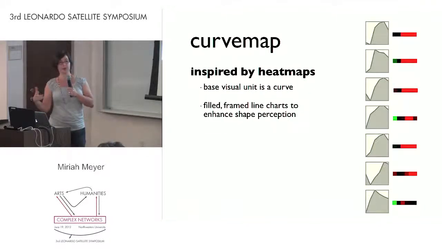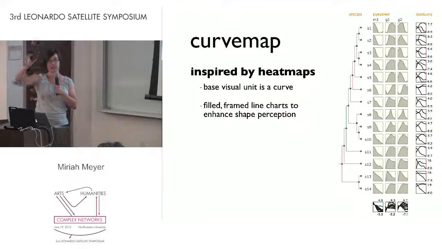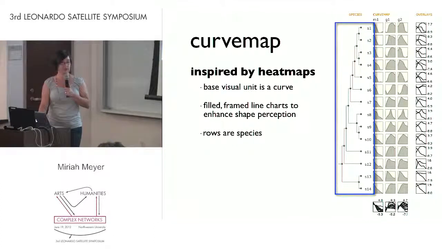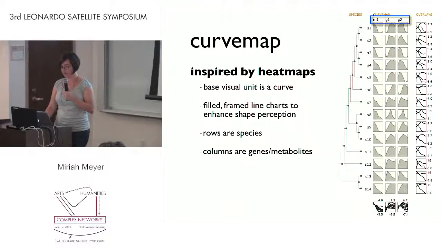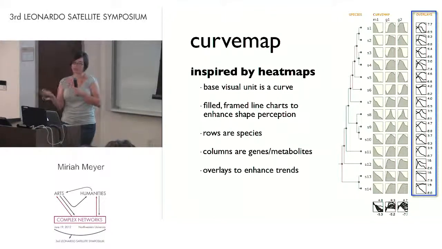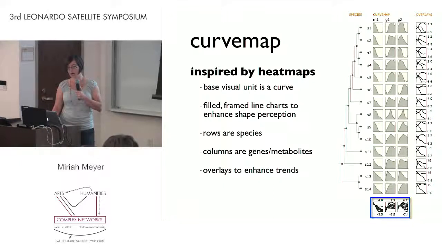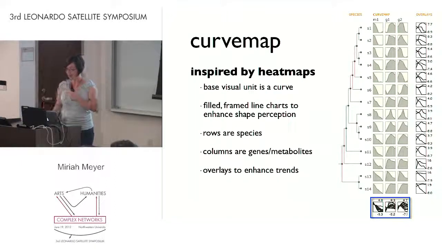So we use these filled framed line charts in order to enhance the perception of the shape of the curves. And in Pathline, we use a matrix style layout to look at many of these curves at once, where the rows are going to be different species, and the columns are user-selected genes and metabolites. We then also augment the matrix display with these overlay plots, both along the rows and the columns, in order to enhance the perception of trends within a set of the curves.